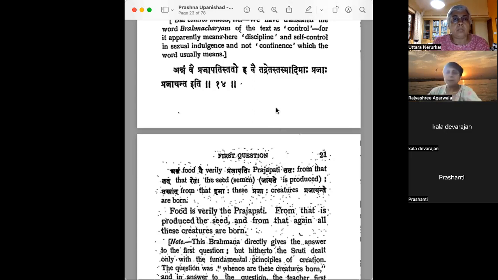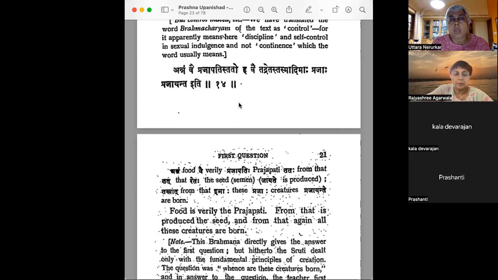Prajayanta iti. So now in this statement, Pippalad says that anna, that is food itself, is the protector of beings, is a Prajapati. Tato ha vai tad retah. From that, reta is created. Reta is what? Literally, or rather in Laukik Sanskrit, it is semen. But actually, you should consider it as DNA. So from food, DNA is generated. Tasmad imah prajah prajayante. From that, these beings are born.